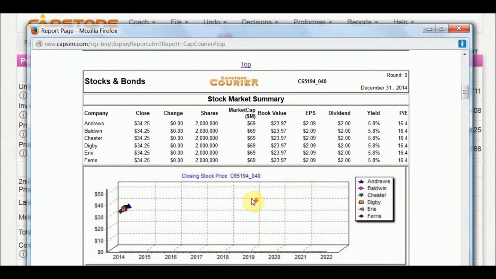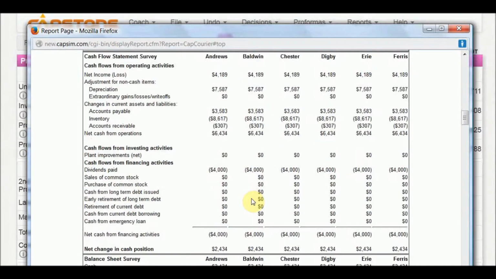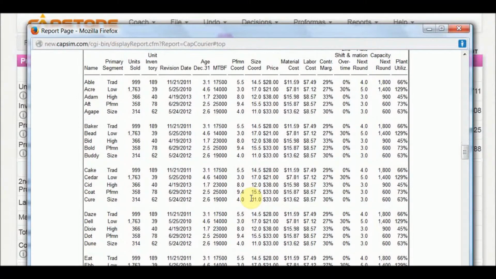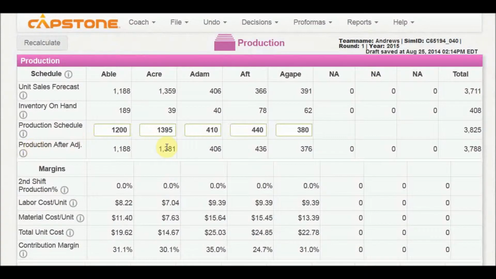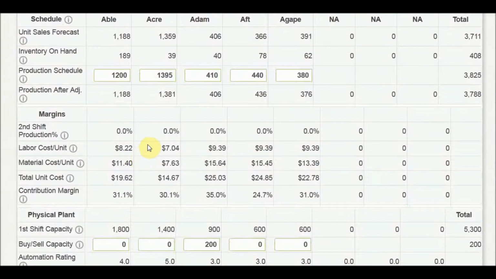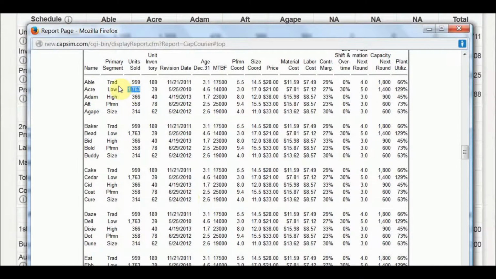and see which ones of the products sold at the rates. For instance, here you can see that Able sold almost 1,000 units last year. Acre sold almost 17 and a half hundred or so. So Acre does go into overtime, and it sold in overtime.